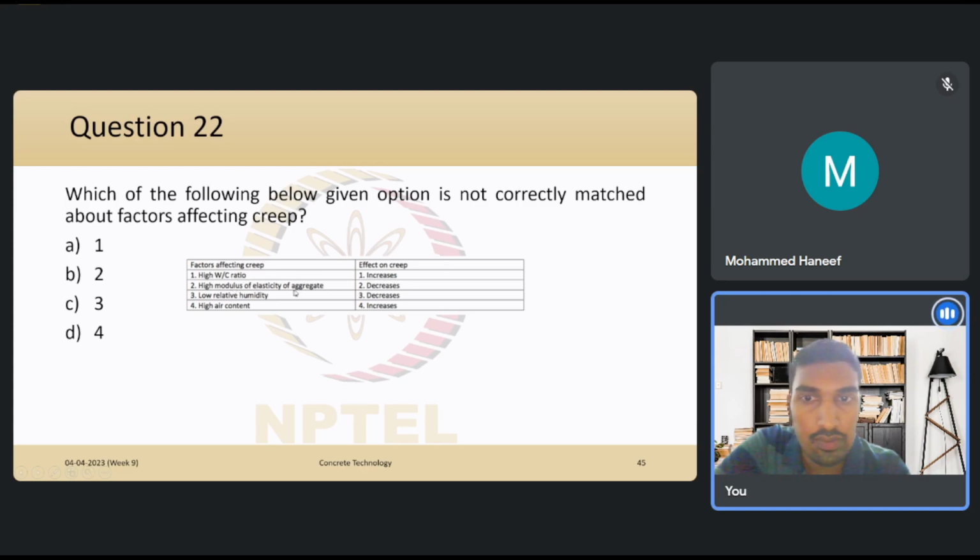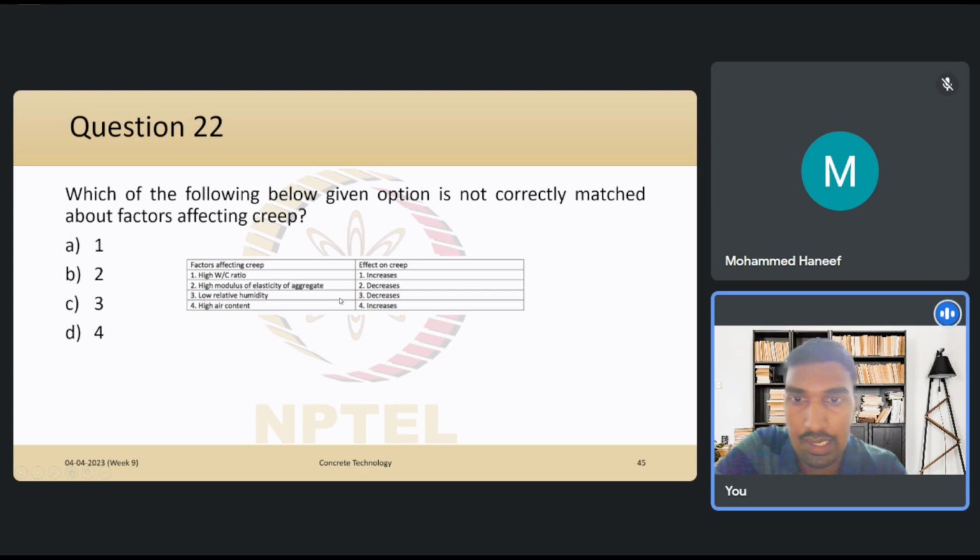High modulus of elasticity decreases creep. So this is also true. We saw that the higher the stiffness, the more load it will take and therefore it will restrain the deformation more, so creep decreases. So correct. Third matching: low relative humidity decreases creep.